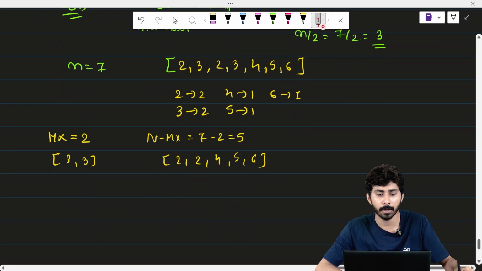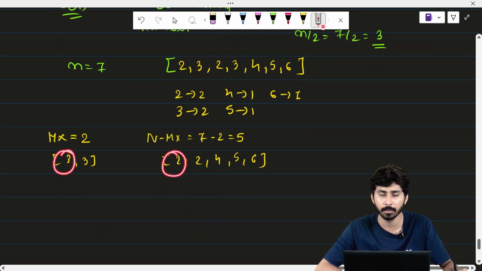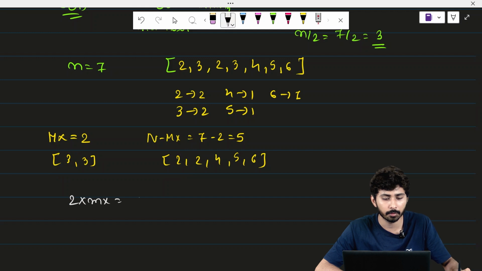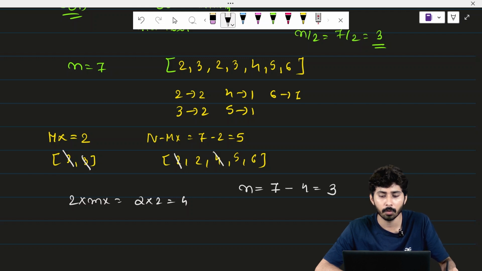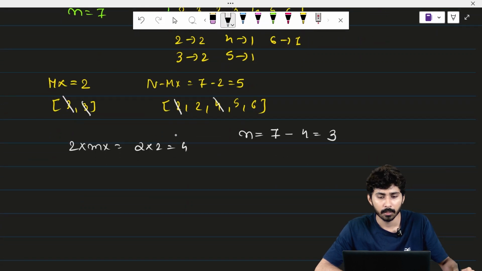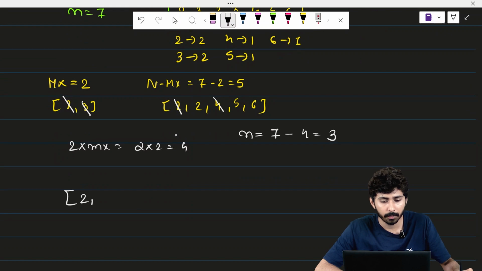So I'll take one maximum frequency element and one non-maximum frequency element. Okay. So how many elements will be removed? 2 into mx, that is 2 into 2, that is 4 elements will be removed. Let's verify. 1, 2, 3 and I'll take 4. Okay, 4 elements are removed. Size was 7. Now 4 elements are removed. So size will be now 3. Okay. So now how many elements are remaining? 2, 5 and 6.